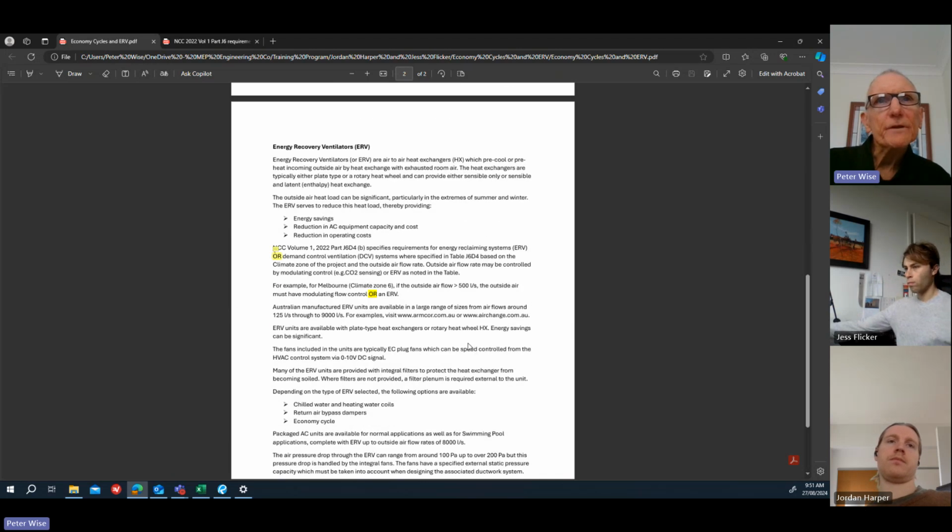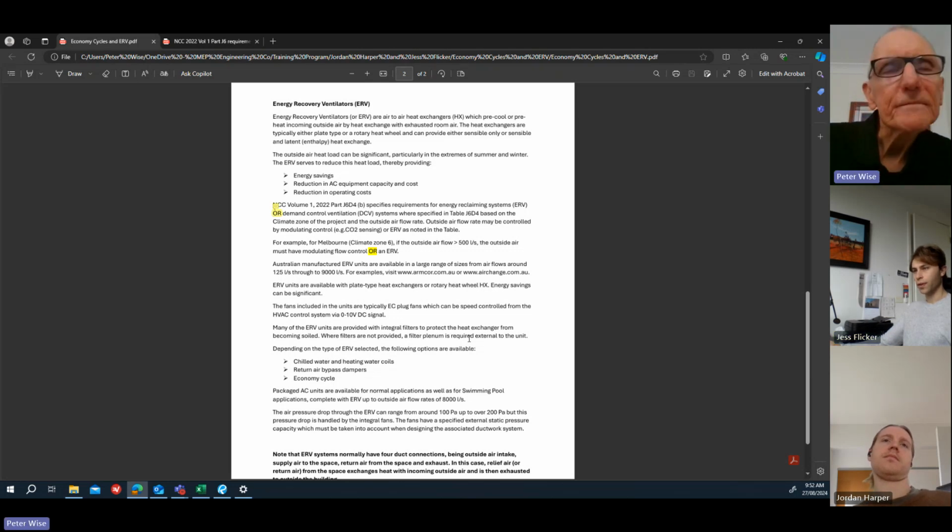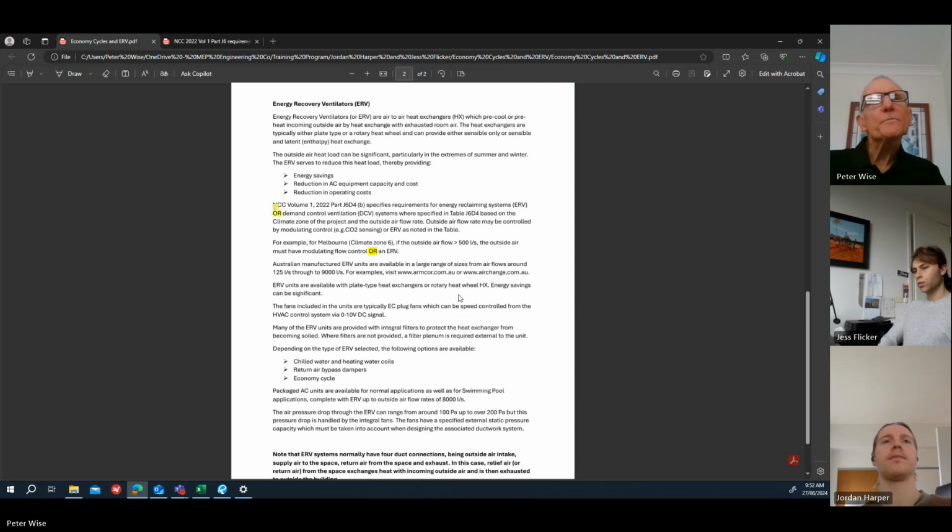Now, energy recovery ventilators. Have you come across these at all yet? Heard of them? Okay. I don't think you've used them, Jess? I've also heard of them. Right. Okay. So again, it will be part of what you do at some point. It's not going to be in every job, but it's quite commonly done.